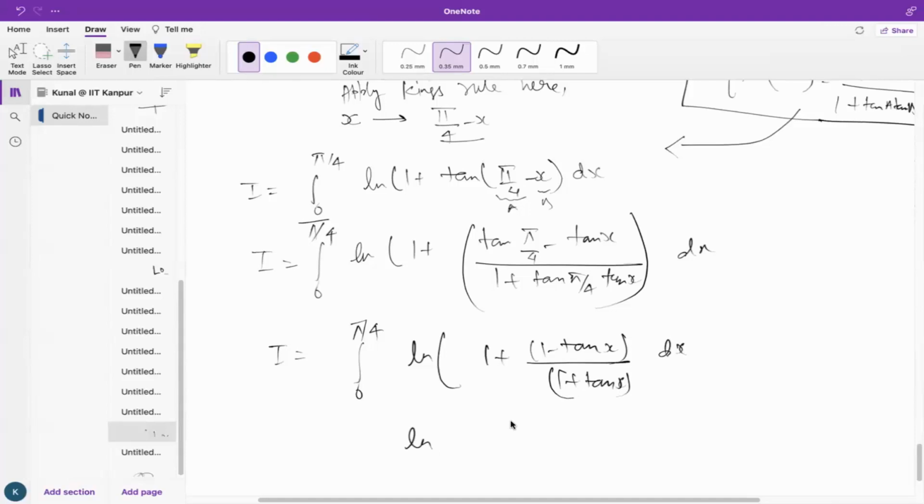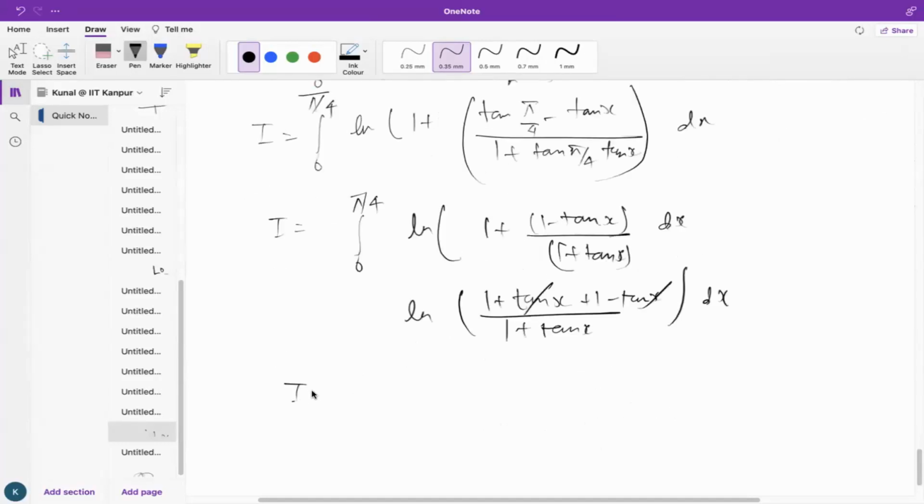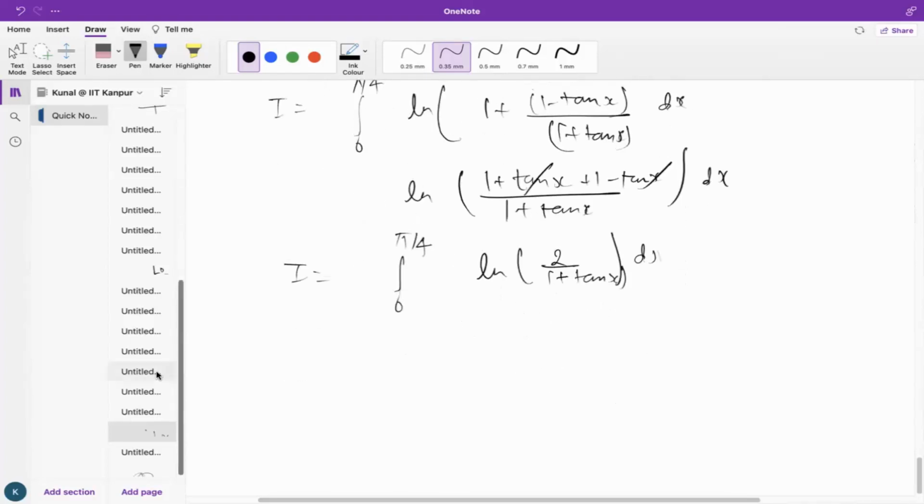When we simplify this, what we get? We get actually 1 by 1 plus tan x times (1 plus tan x plus 1 minus tan x), right? So I get integral from 0 to pi by 4 of ln 2 by 1 plus tan x. So when I apply the basic logarithmic property here, I is equal to the integral from 0 to pi by 4 of log of 2 minus log of 1 plus tan x dx, right? And this is constant, obviously.